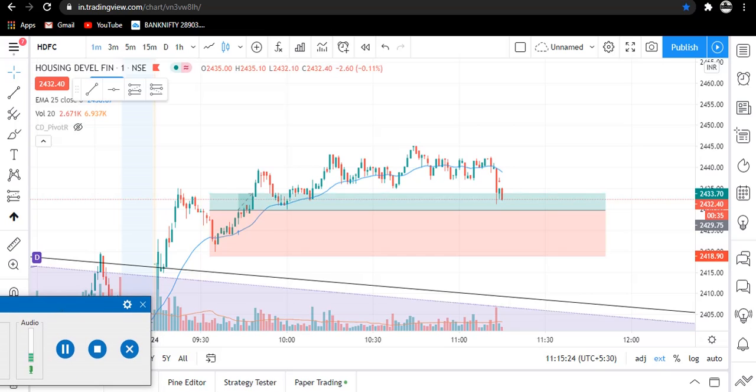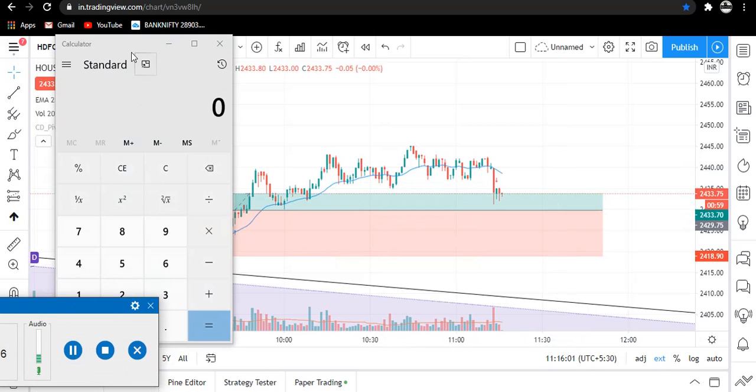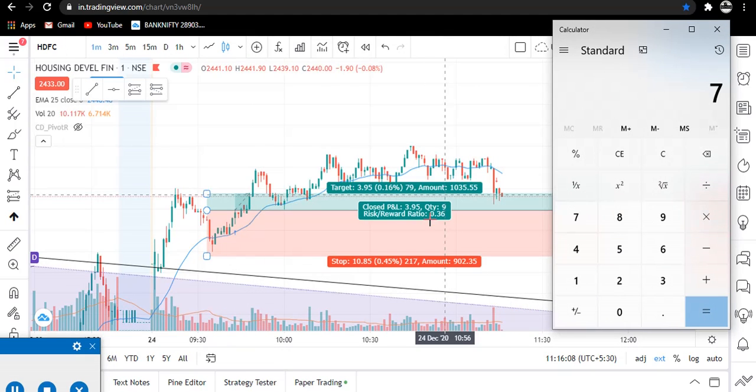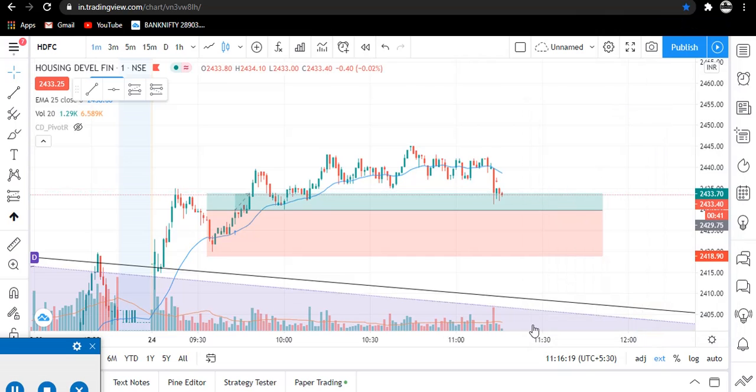So now let's calculate the profit, the very small profit which we had booked today. So let me open the calculator. Okay traders, so our quantity was 7 and the points which we had booked are 3.95. So our today's profit is 27 rupees, which is good to pay our brokerage at least. We have not booked any loss today, so that's totally fine and very good for us being a day trader.